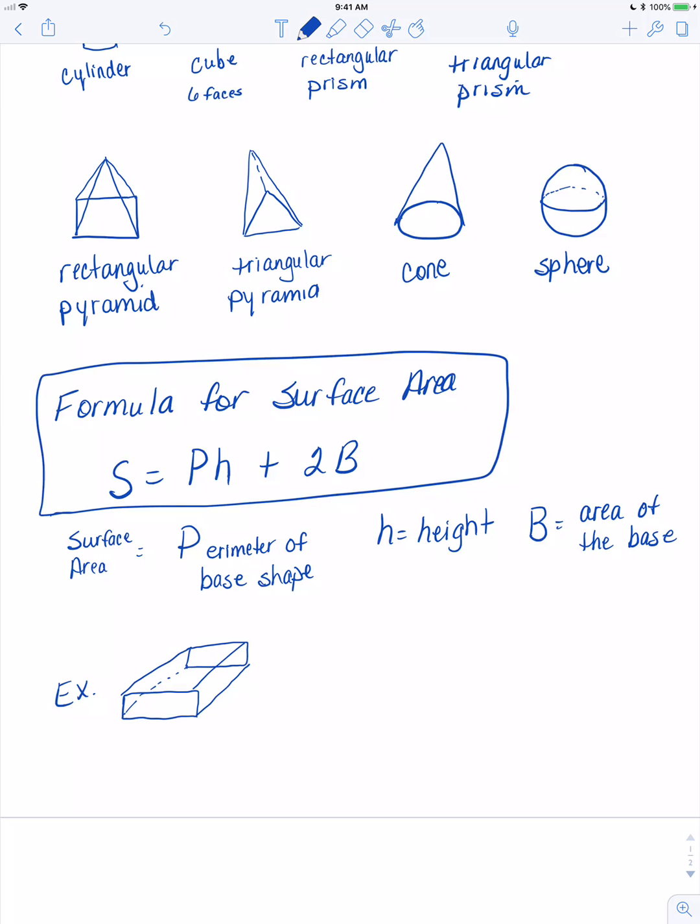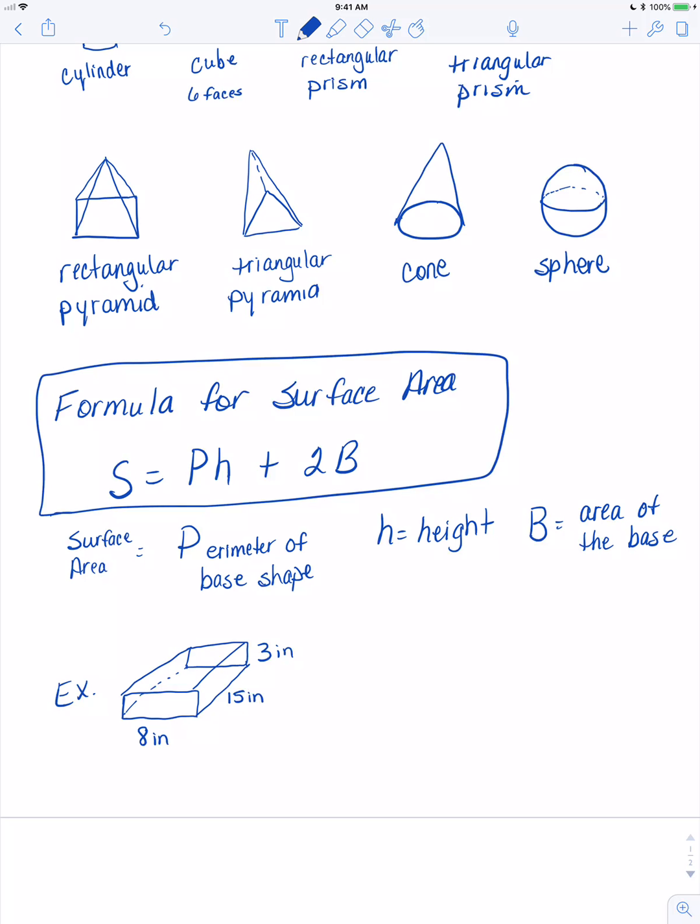All right, so we have that. Let's see. We're going to say this one is 3 inches tall. Say it's 8 inches this way and 15 inches this way.